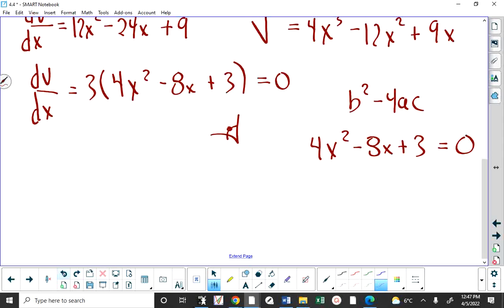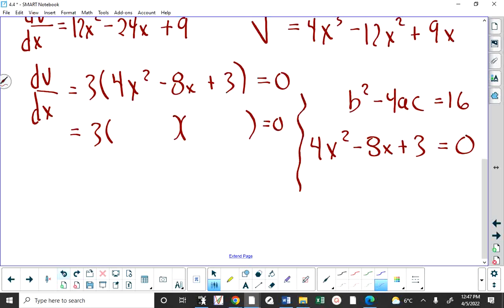B squared minus 4ac is 16. Is that what it works out to? So 16 is a perfect square. This is factorable. Okay. We're going to have 3 times, and just be patient. I have my own way of factoring. I know some of you can look at this and tell me exactly what it is. I would immediately try 2x and 2x and 3 and 1, and they would have to both be negative, and it happens to work.